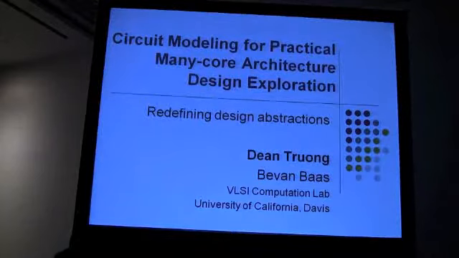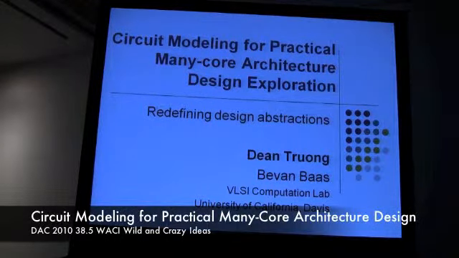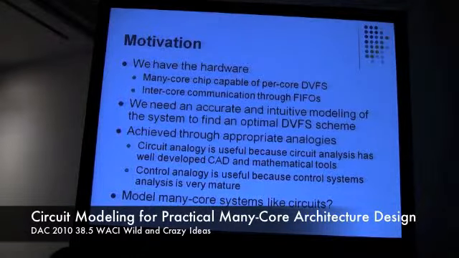So I'll just get right to it. I don't have time. I have way too many slides. And you can read the title whenever you feel like. So let's go to the motivations.